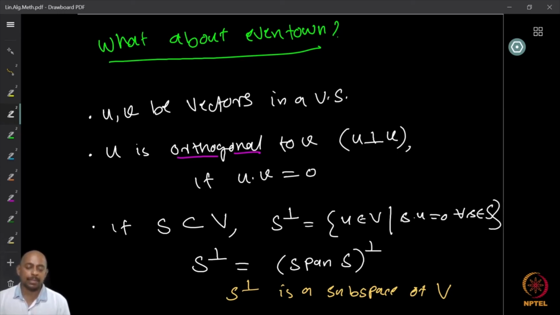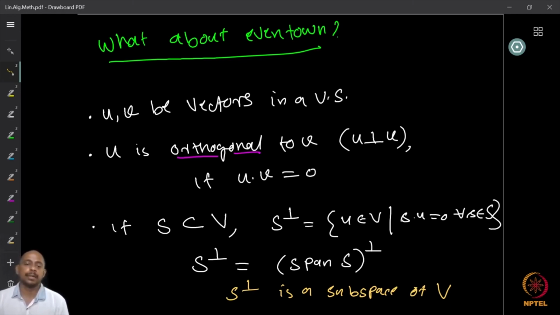Now given any subset S of the vector space V, S perp is the set of all vectors u in V such that S dot u is 0 for elements in S. So for every element in S, we want S dot u to be 0. We collect only such vectors u with the property that the product with any element of S will give you 0.